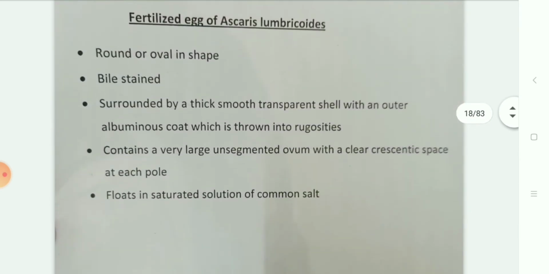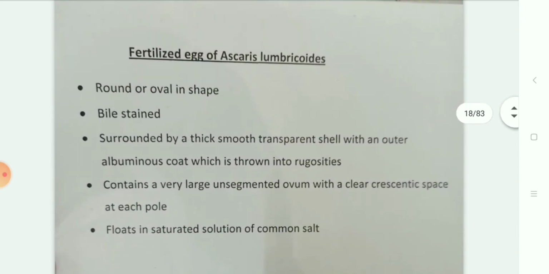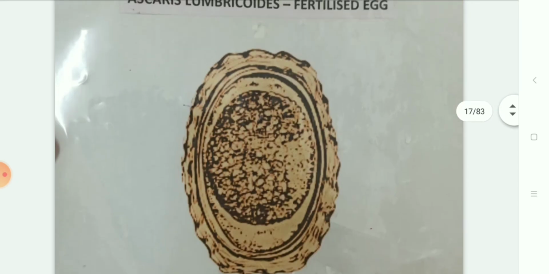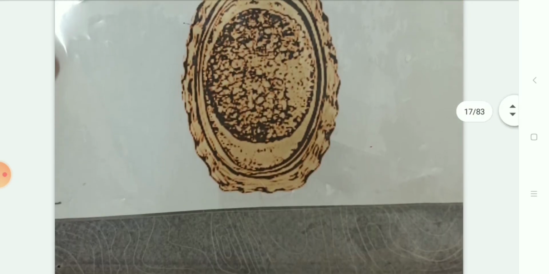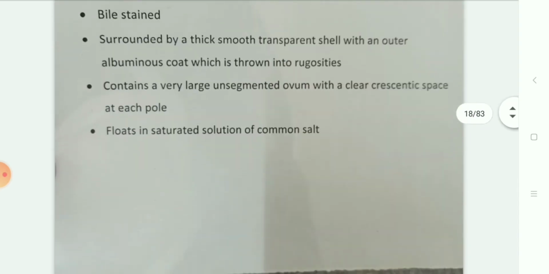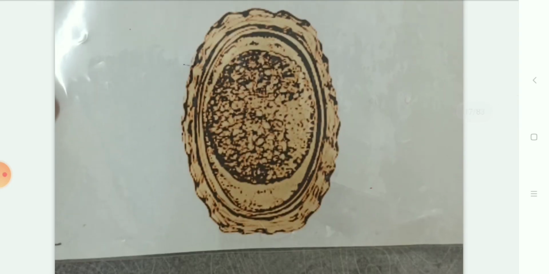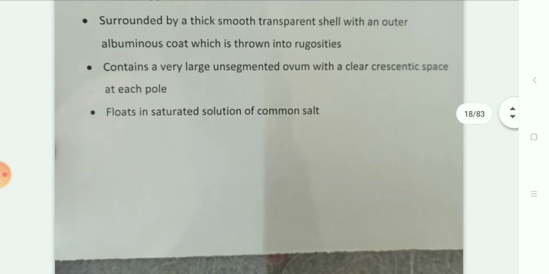Then bile stained yellow color, surrounded by a thick, smooth, transparent shell with an outer albuminous coat which is thrown into rugosities. As you can see here, thick, transparent shell. And then it contains a very large unsegmented ovum with a clear crescentic space at each pole. As you can see here, there are clear crescentic spaces at each pole with the unsegmented ovum. Then it floats in saturated solution of common salt.